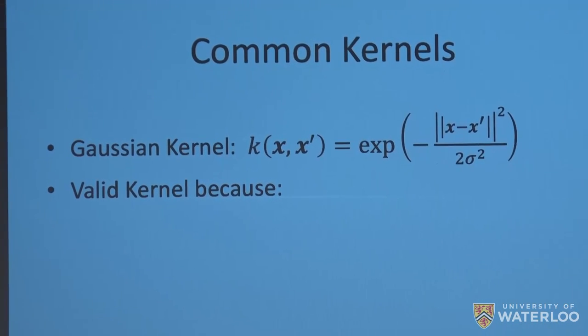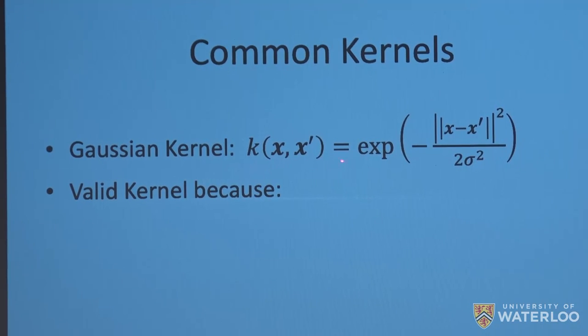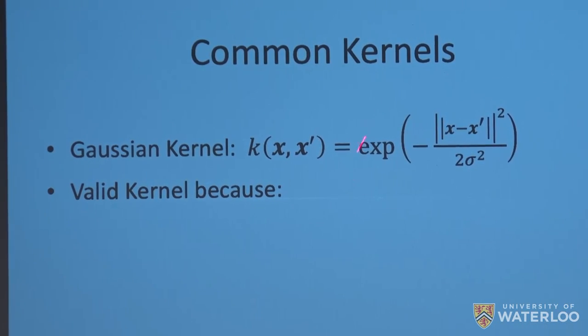So the Gaussian formula is quite important for all kinds of reasons. Here, if we have two data points, x and x prime, we can use a Gaussian formula to define a kernel. It essentially follows the same formula as the Gaussian distribution, but here, again, this has nothing to do with the distribution. It just so happened that this formula can be used for that purpose.